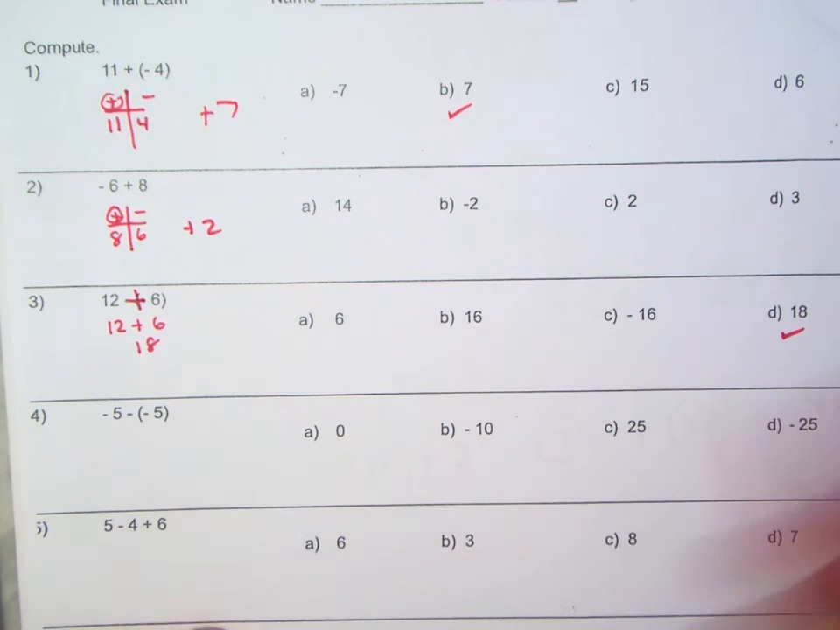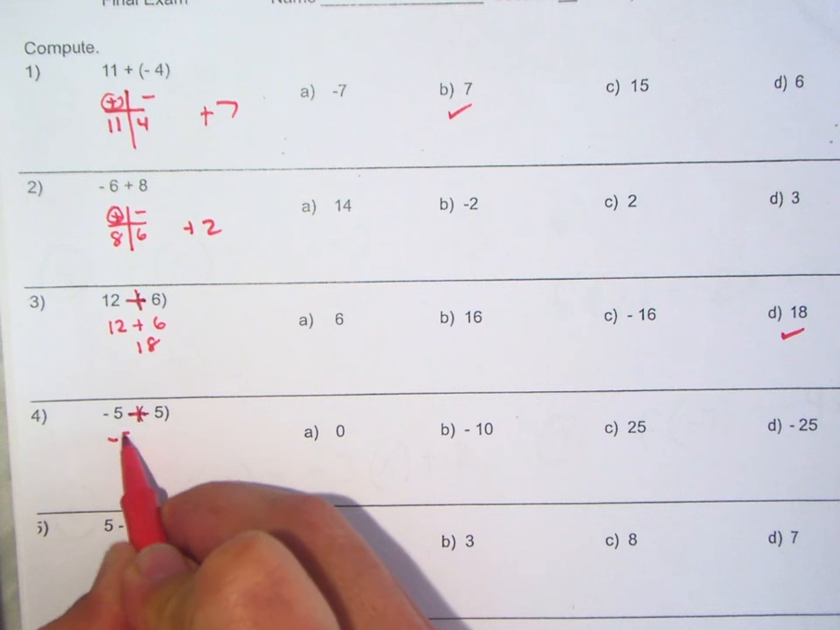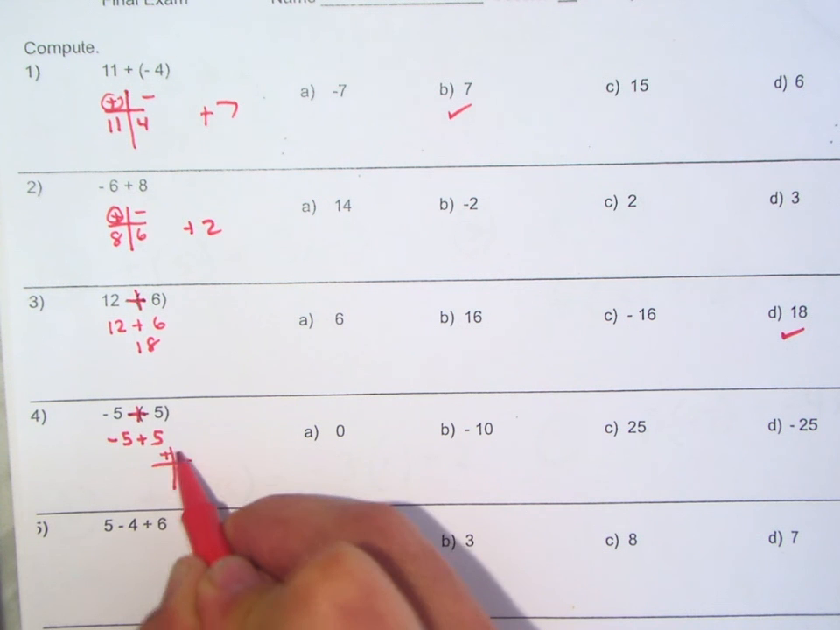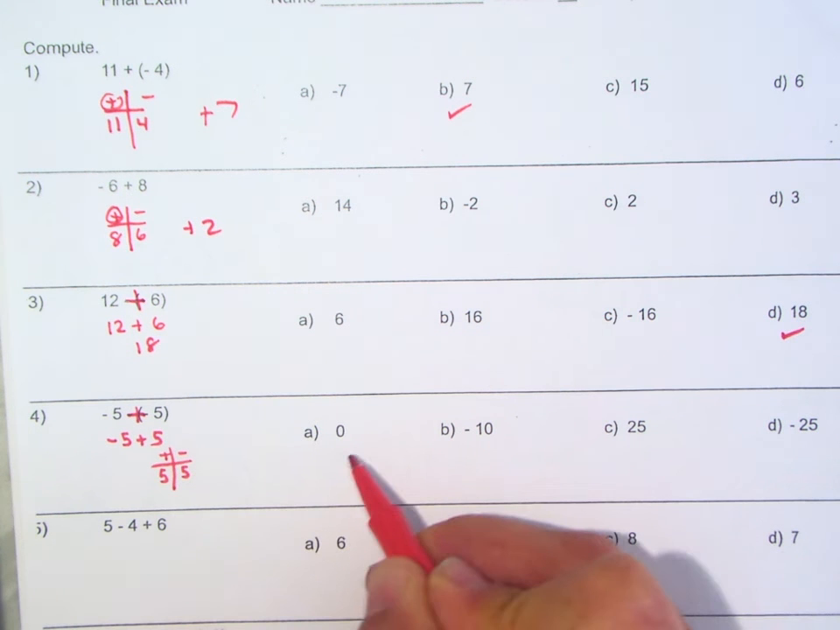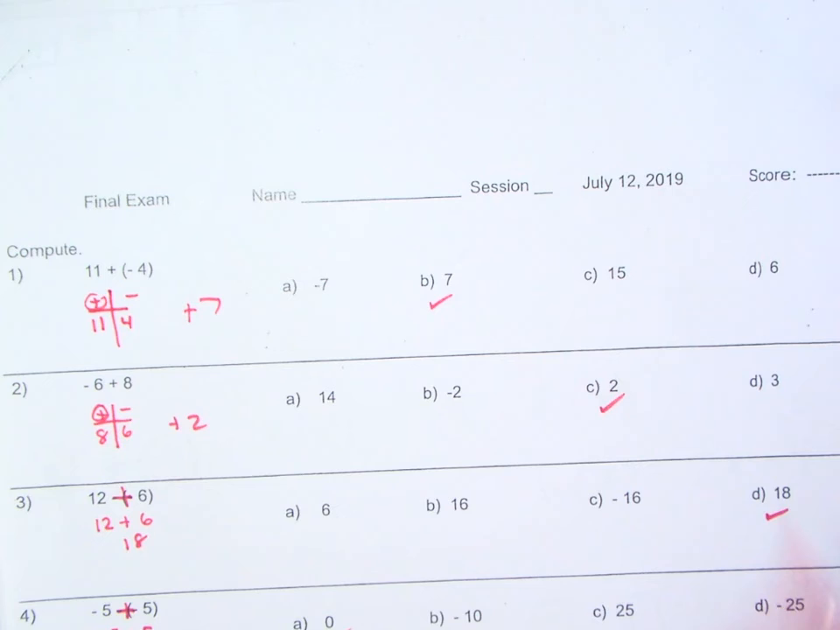The next one, -5 minus a -5. Right here is a plus, so -5 plus 5. I'll do the T chart real quick. That's -5 and 5. Who wins? Nobody. So my answer is 0. Over here, your answer is C.